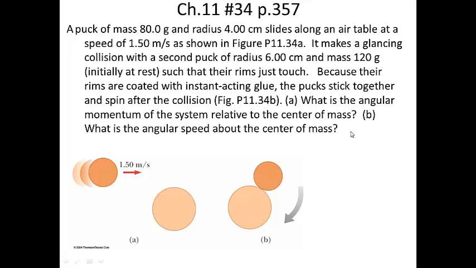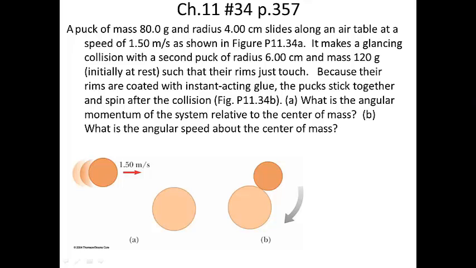And makes a glancing collision with a second puck of radius 6 centimeters and mass 120 grams, initially at rest, such that their rims just touch. Because the rims are coated with instant-acting glue, the pucks stick together and spin after the collision. A. What is the angular momentum of the system relative to the center of mass? B. What is the angular speed about the center of mass?